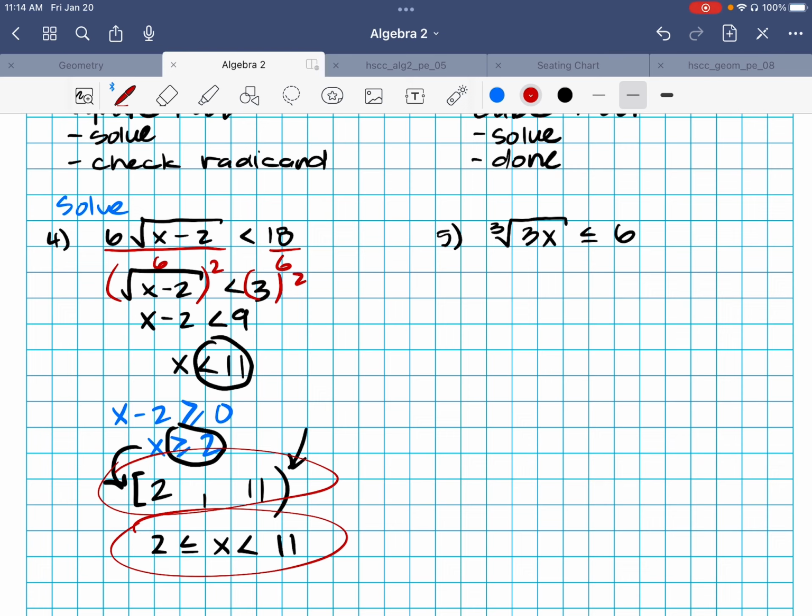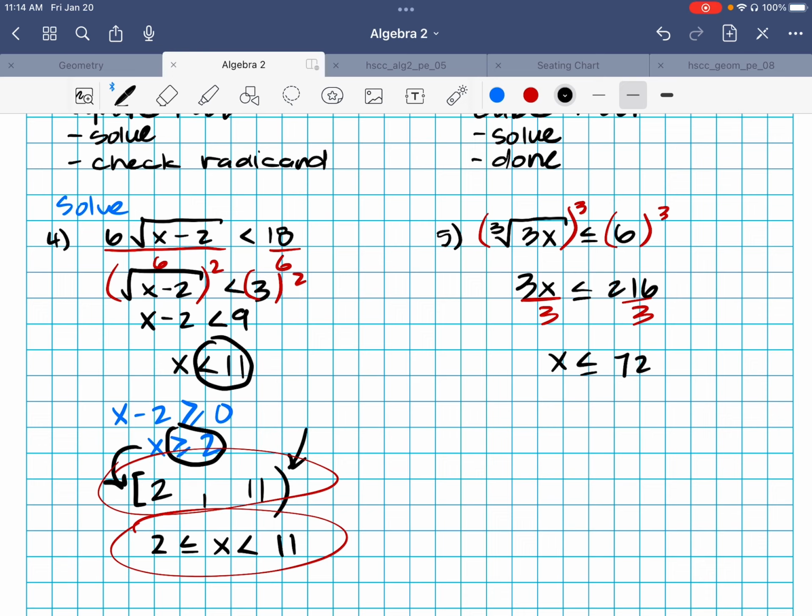Let's take a look at this one. Since the radical's by itself, we're going to go ahead and just cube both sides of the equation. So we cube the left side, also cubing the right side. What this is going to give us is 3x is less than or equal to 216. We're going to go ahead and divide both sides of our equation by 3. And this is going to give us x is less than or equal to 72.